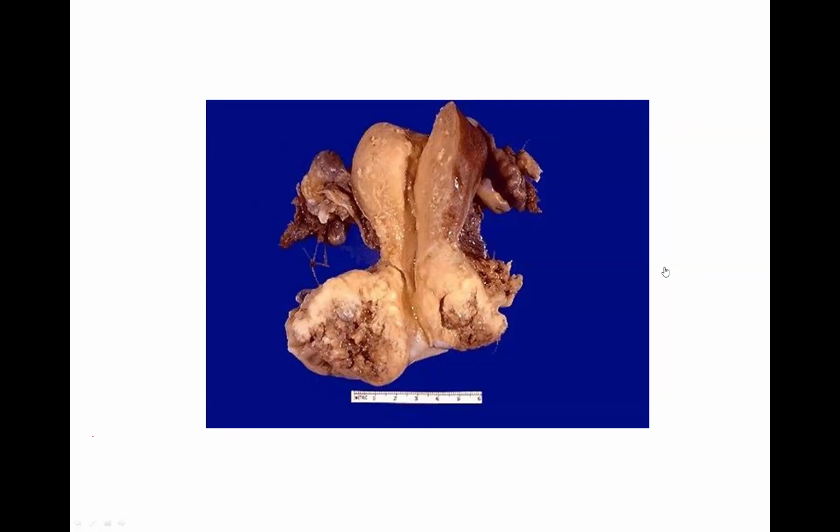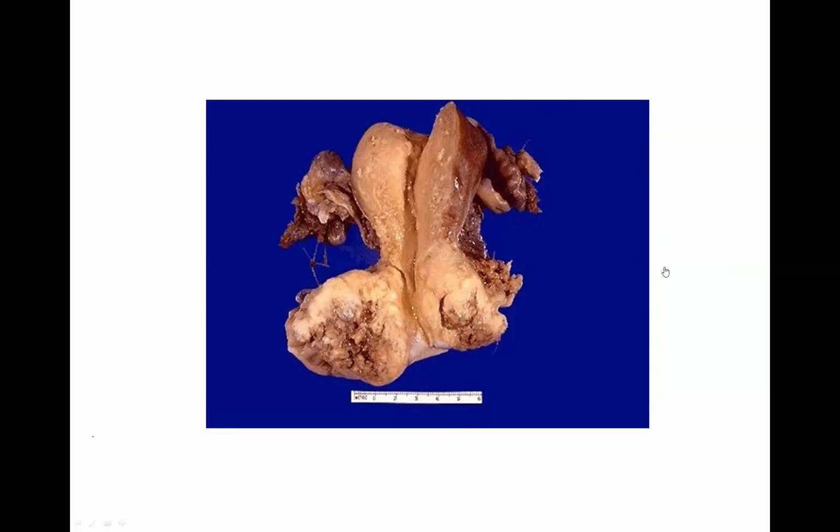Suppose by physical examination you found it locally advanced. What more tests or investigations would you like to do? Sir, I'd like to do cystoscopy and proctoscopy, sir. How will it help? Sir, if there is bladder involvement or rectal involvement, it will upstage the disease, sir, to 4A, sir. 4A. So what treatment would you like now?